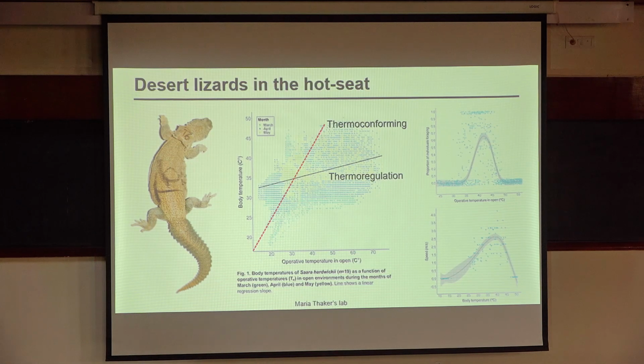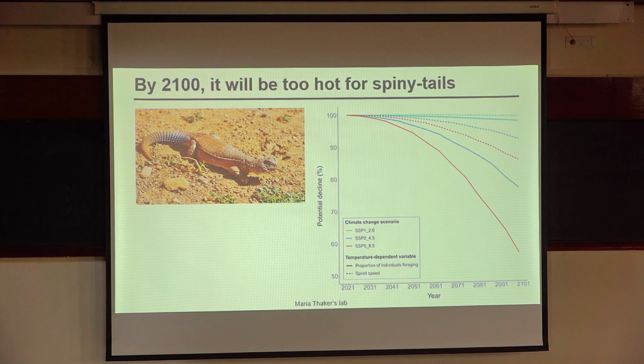So what's going to happen with climate change in the future? If you look at climate scenarios and you're projecting that by the year 2100 the temperature is going to be 4 degrees Celsius, 5 degrees, whatever, hotter than it is today, the proportion of individuals that are foraging in the future goes from 100% down to about 50%. So they're not out there eating. And they're not performing as well either in terms of their physiology, in terms of their sprint speed, in terms of their ability to run, and so on. So by 2100, it's likely that it's going to be very, very hot for this lizard, the spiny-tailed lizard, in the Thar.